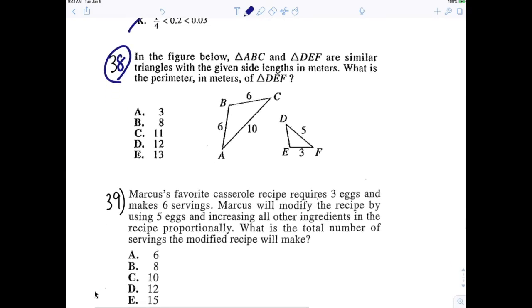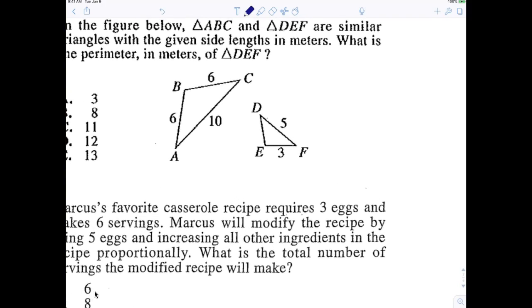It says in the figure below, triangle ABC and DEF are similar. What is the perimeter? Well, let's look at this carefully. Let's see how smart we are. If this right here is 6, 6, and 10, if this is 3 and this is a 5, what does DE have to be? 3. Everybody happy with that? Everybody's got to look at that and say 3, right? All right, I was happy if you said that.